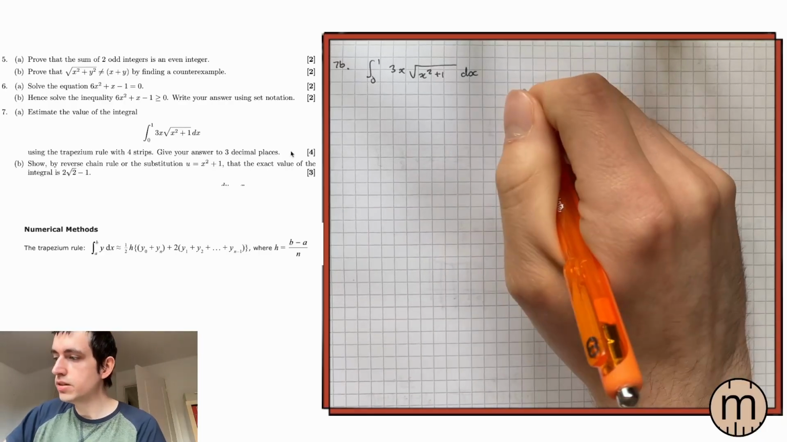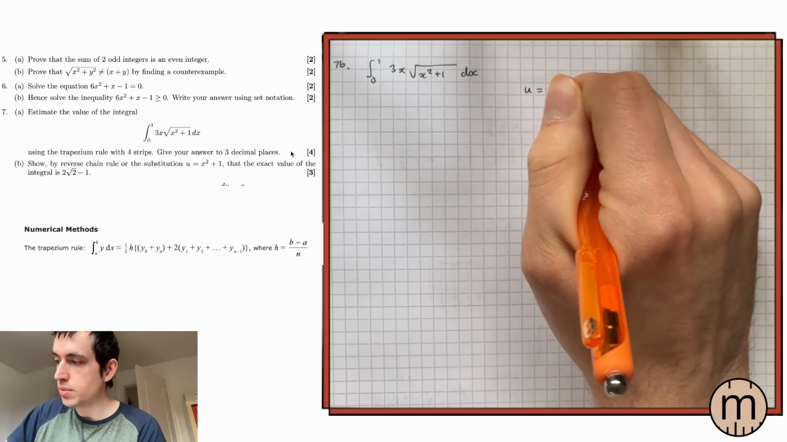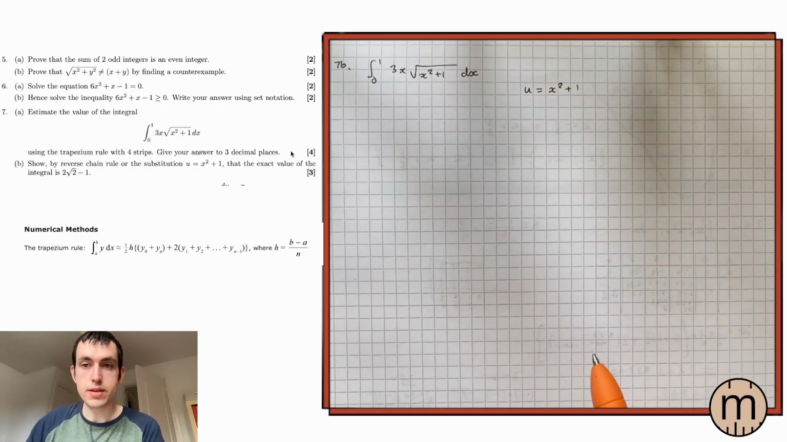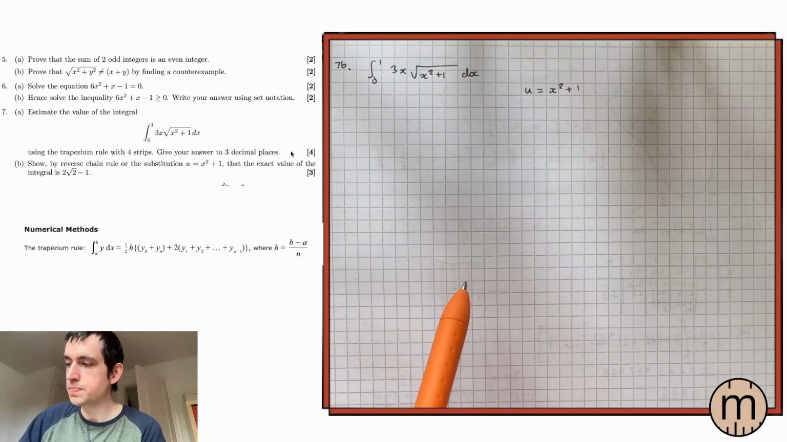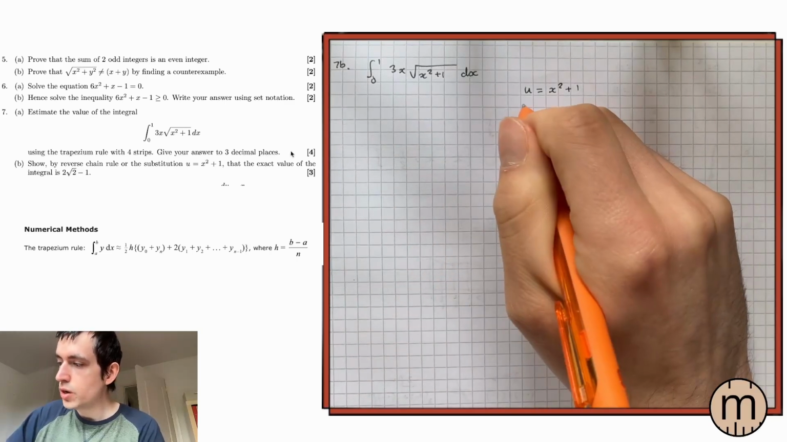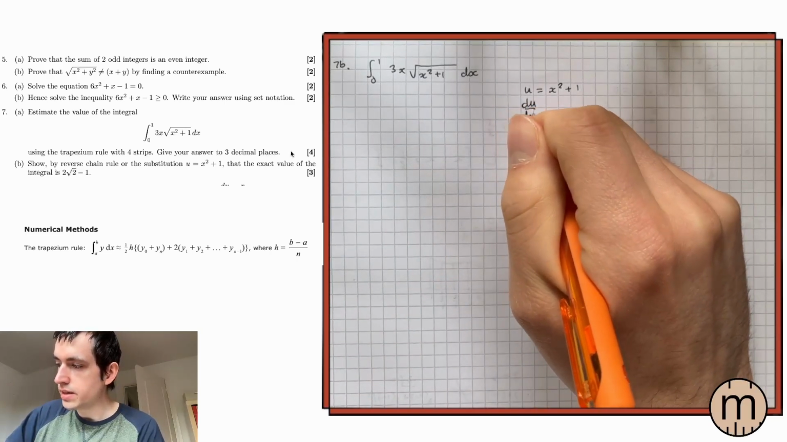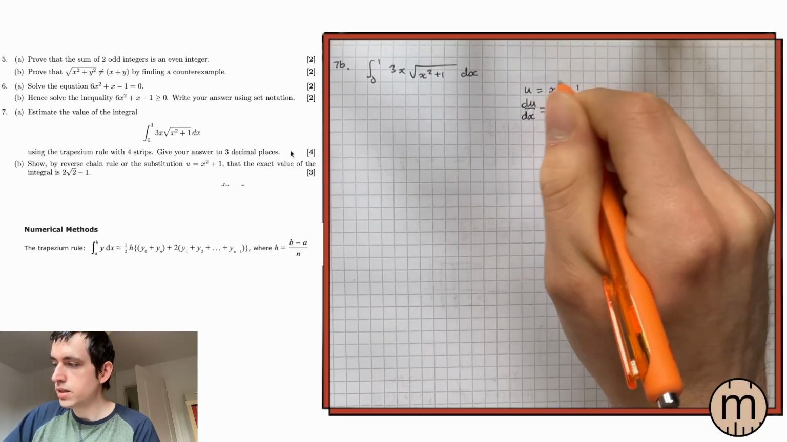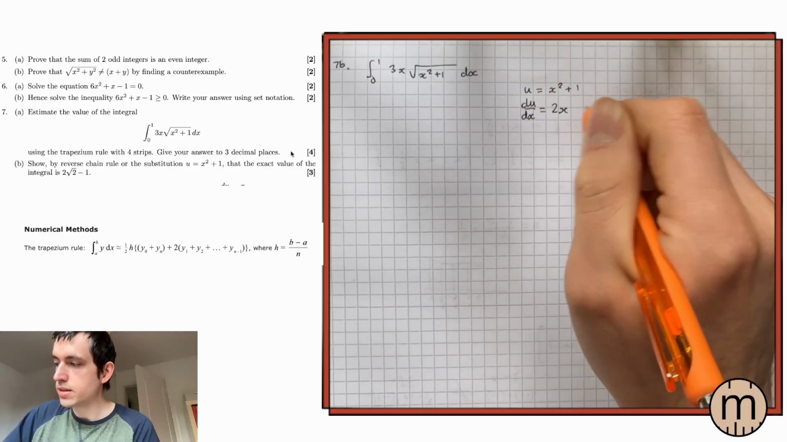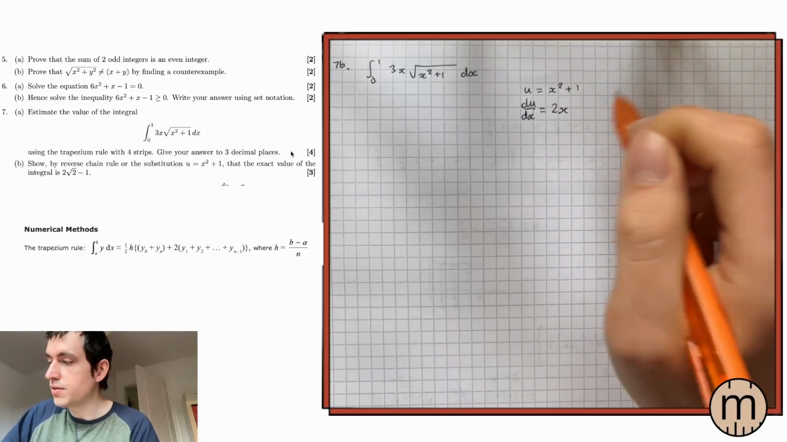The substitution it tells us is u is equal to x squared plus 1. It's not always given. So try and work out why that would be a good substitution. In order to substitute, we have to differentiate this substitution. du dx, that's the proper notation. Differentiate, 2x, that disappears, so plus 0.